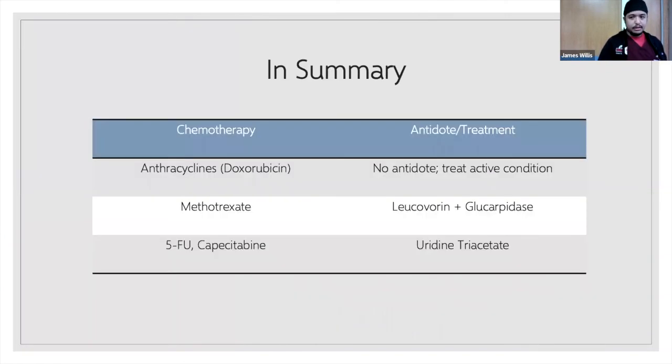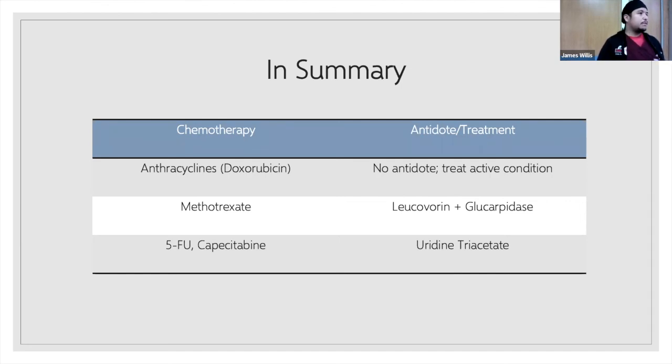So in summary, we went over 3 main classes. The anthracyclines or doxorubicin: keep in mind, these can present, in the most severe cases, with severe cardiogenic shock. There's no real antidote to treat this. You want to treat whatever active condition they're presenting with. Methotrexate, on the other hand: you want to remember your folinic acid, your glucarpidase, and possibly sometimes hemodialysis, depending on how early they present. And then for 5-FU and capecitabine, you want to consider uridine triacetate.